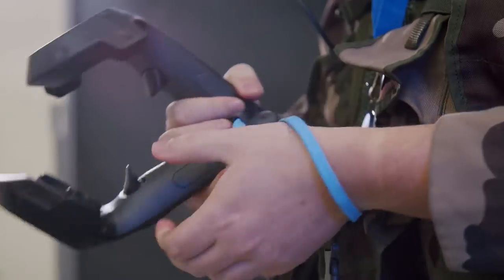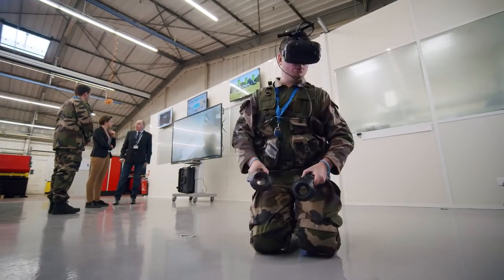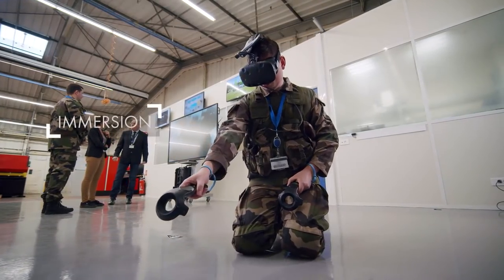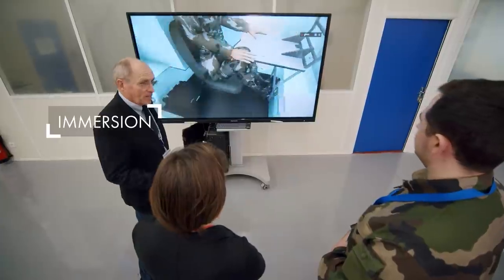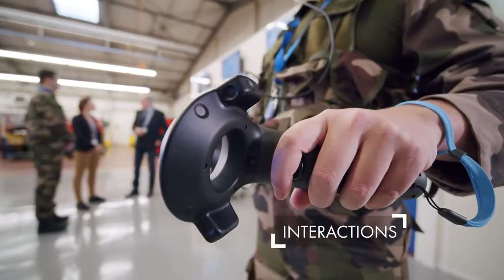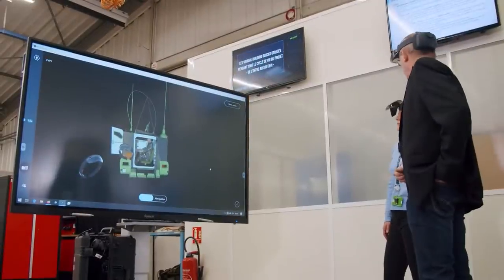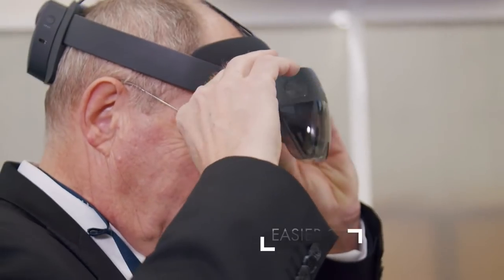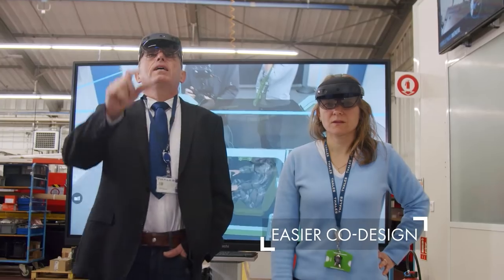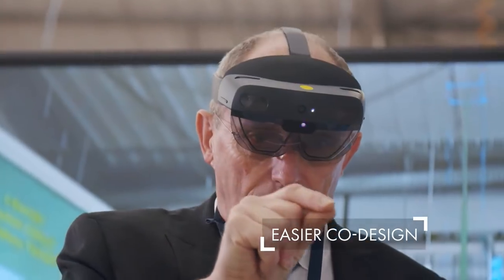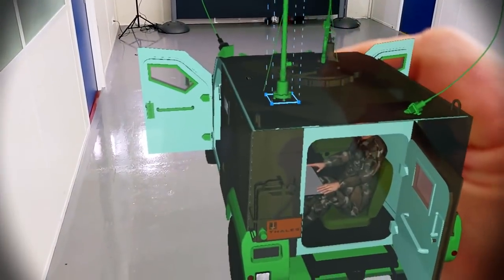From the start of each project, customers and Thales experts work together in an immersive environment created in a specially designed workspace. They wear virtual reality headsets and move around the space together, interacting freely with and even inside a 3D mock-up of the solution that's being designed. It's flexible and precise, making it easier to co-design solutions with customers and speeding up the complex process of integration further down the line.